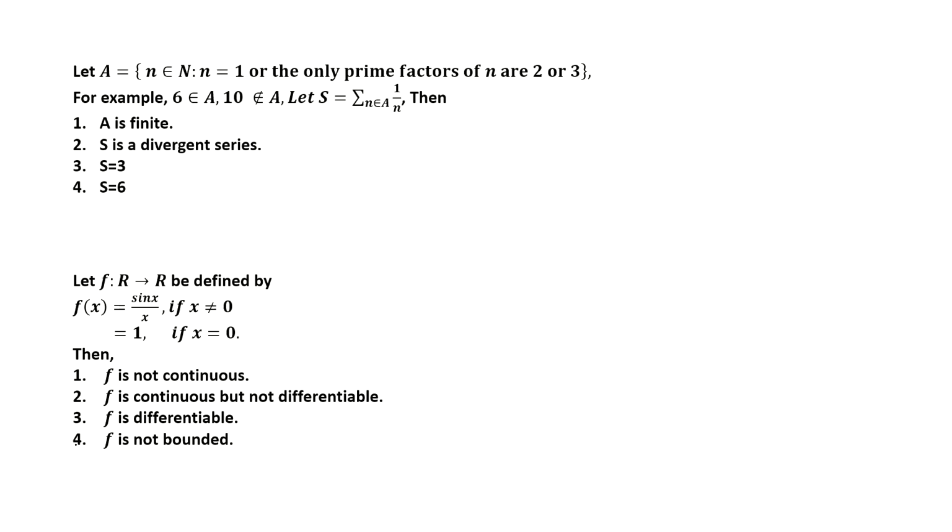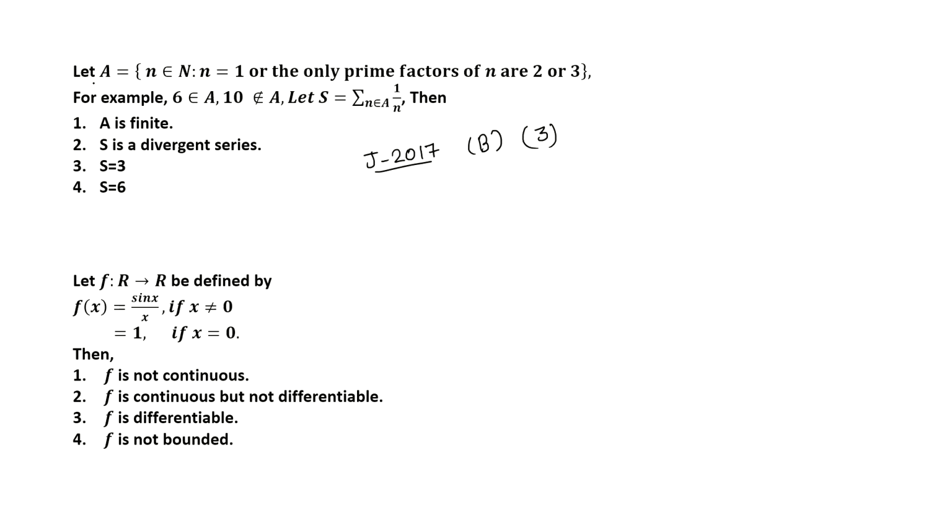Hello everybody. Today we are doing two questions from CSIR NET June 2017. Both the questions are from part B. So only one of the four options will be correct and each question is of 3 marks.